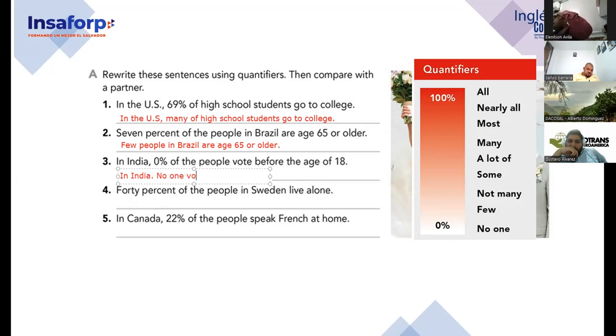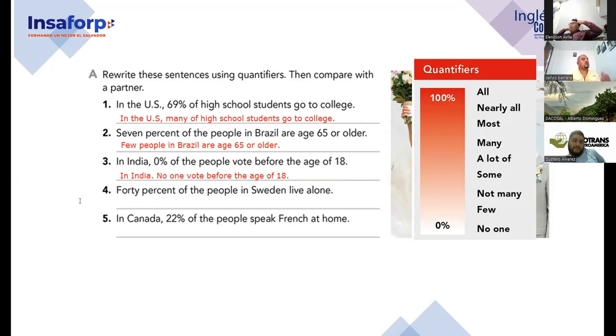No one votes. That's it. ¿Qué dijimos en el video? ¿Qué expresaba en el video la explicación? Que es el único que va antes de un verbo. O digámoslo lo contrario. No one le sigue un verbo, no puede ir ninguna palabra antes. Todos los demás van seguidos por un nombre en plural, pero no one le sigue un verbo. Por eso no podemos decir no one of the people vote. We are going to say no one, and then we have the verb that in this case is vote. No one votes before the age of 18. Okay, now is correct.